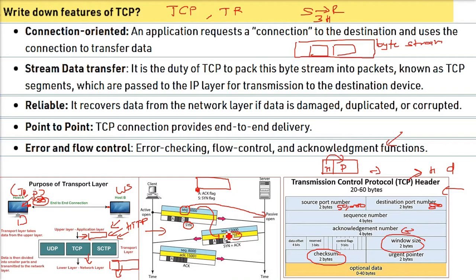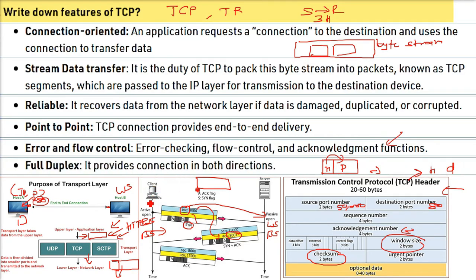So there is an arrangement where it announces: this is my window size, this is my MSS, this is the segment size, don't send more than this. Full duplex. TCP provides full duplex, meaning the sender is sending and at the same time the receiver is also sending.